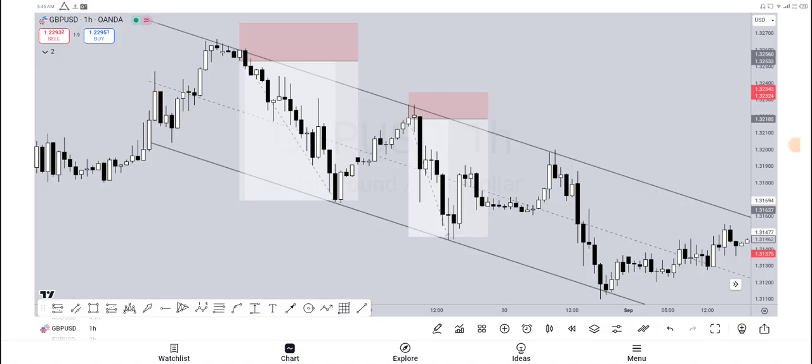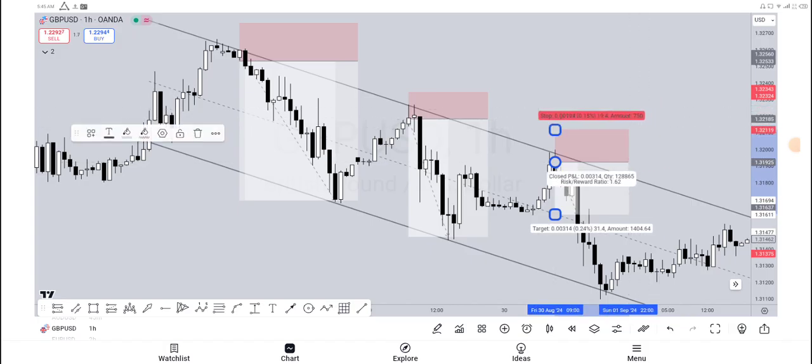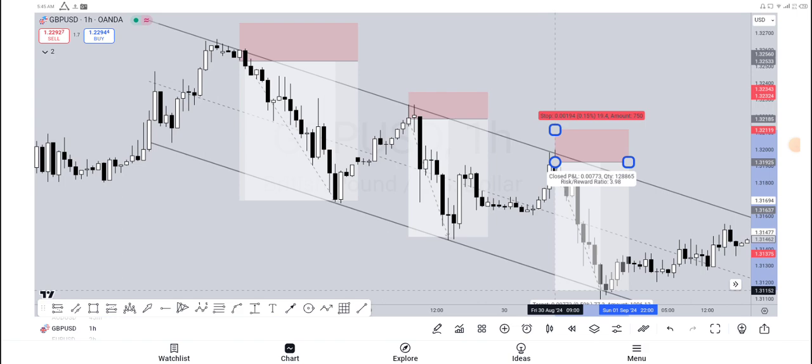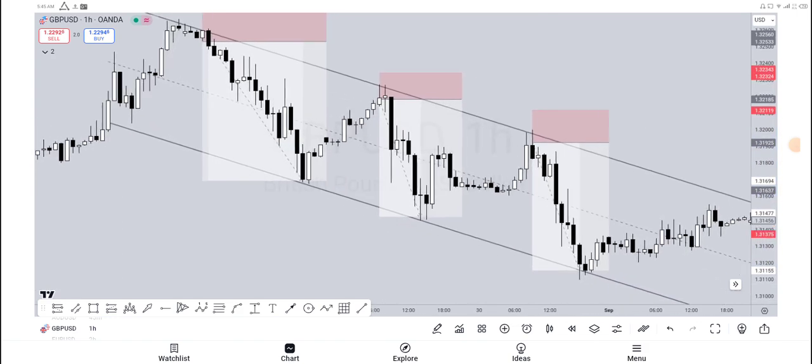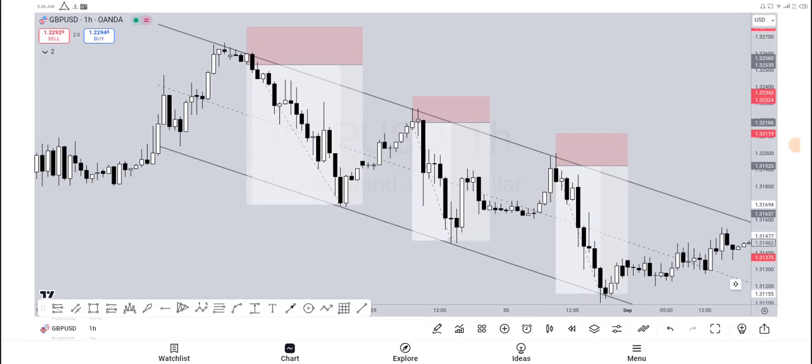Wow, this is perfect. Forex trading is actually easy. People will now say it is a scam. Why? Because they don't learn. They don't take their time to learn. So you can see the market actually touched the parallel line and went all the way down. Is that easy? As a beginner, this is what you just need to know.